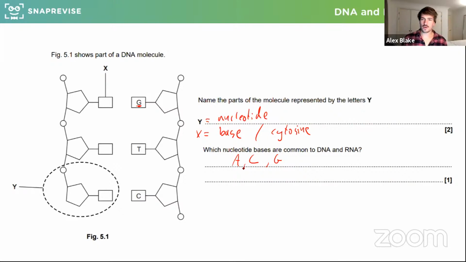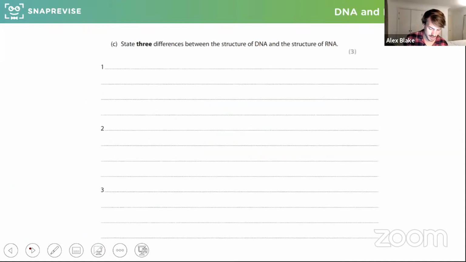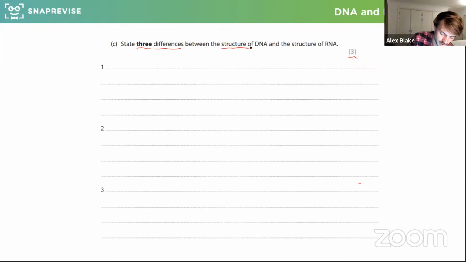Okay, I can't remember who it was now who was asking about the similarities and differences, but here is a chance to have a go at them. This question is for 3 marks. State 3 differences between the structure of DNA and the structure of RNA. We're only looking at the structure, so don't give me anything about functions. And we're looking for 3 differences, so you've got to be contrasting.